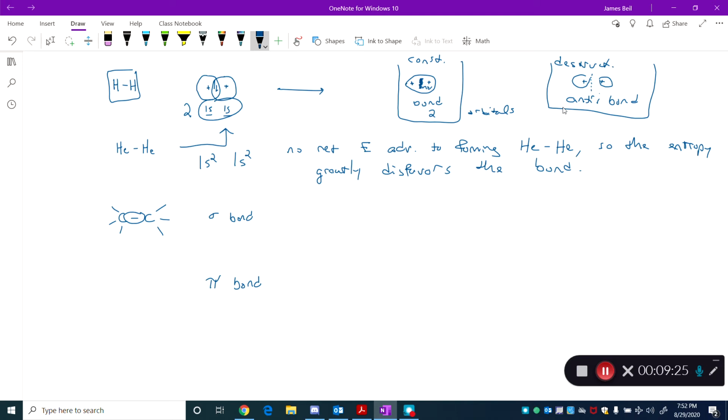At least in part it explains why octets or noble gas configurations are stabilizing for atoms, because when atoms bond in a way to make octets or noble gas configurations, it happens when there's just enough electrons to fill up all the stabilized constructive interfering bonding molecular orbitals, but no extra electrons beyond that, so we don't have to put any electrons in the anti-bonding orbitals that would make it unstable.